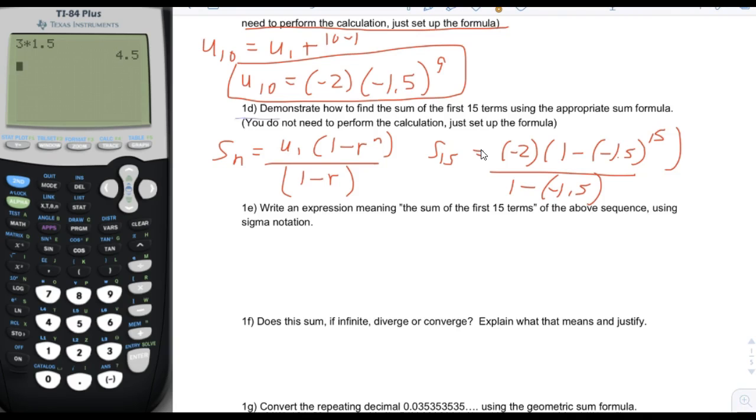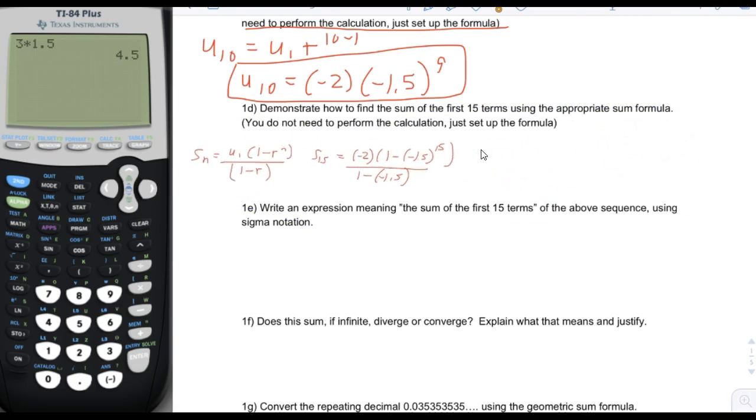Now we need a little bit more space, so shrink this down. The only thing we can really simplify without the calculator is the denominator. 1 minus a negative 1.5 would be 2.5, so we'll change that to 2.5. And the top, we can't really simplify because we can't evaluate this without the calculator.